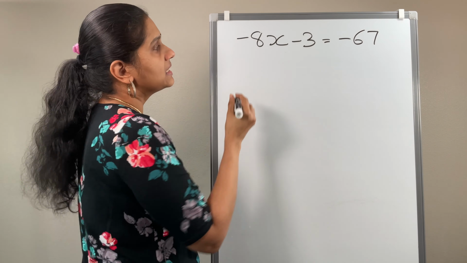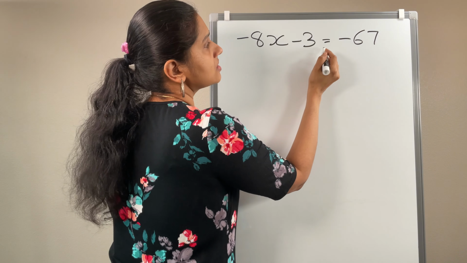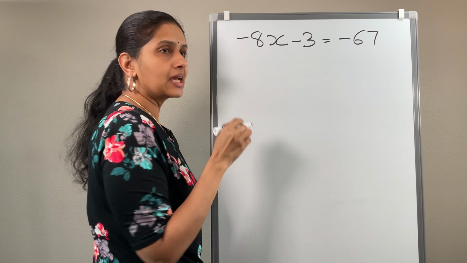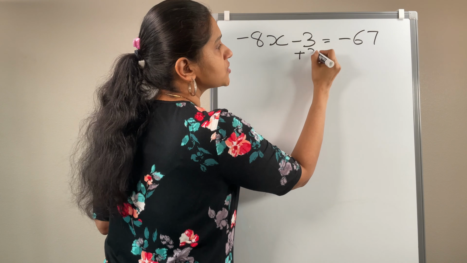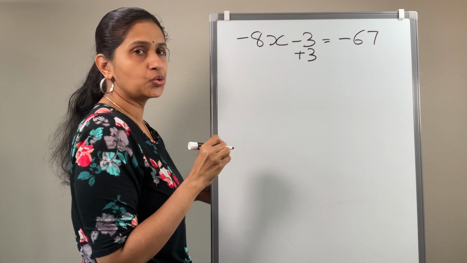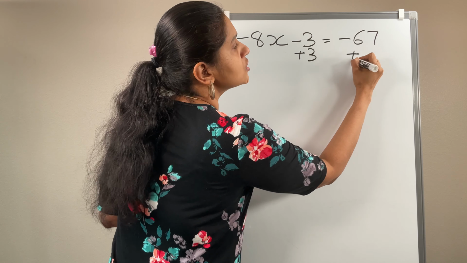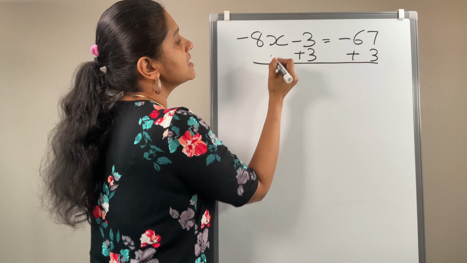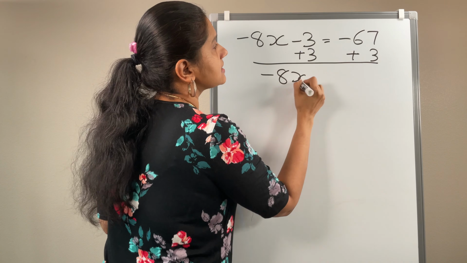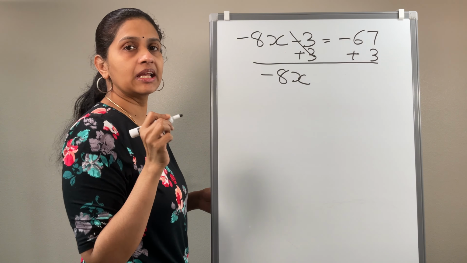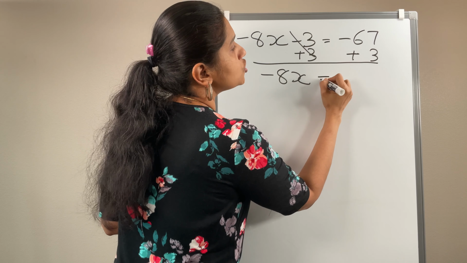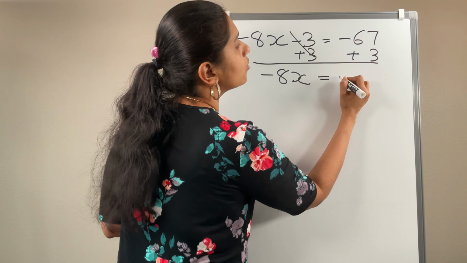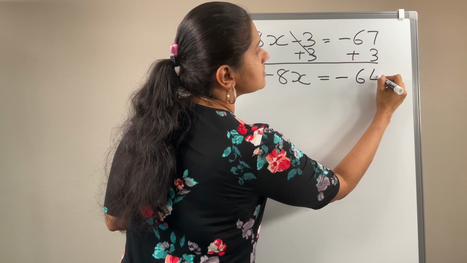Consider the example minus 8x minus 3 is equal to minus 67. To isolate this variable x, first do the inverse of negative 3, which is positive 3. So I am adding positive 3 on both the sides. Now what we are left with is minus 8x, and negative 3 plus 3 will get cancelled out. That is going to be equal to minus 67 plus 3, which is equal to negative 64.